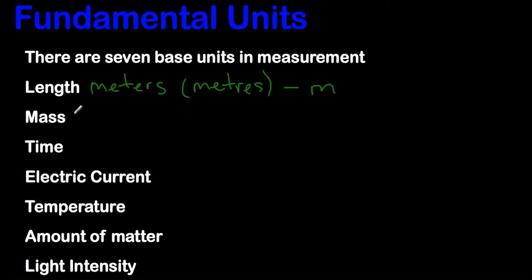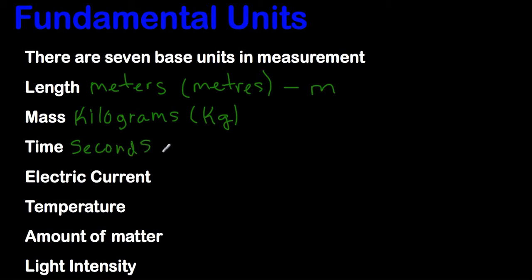Mass, the amount of matter in an object, is given in kilograms, which has an abbreviated unit of kg. Time, the interval between two events. It might be the starting and stopping of a stopwatch, the beginning of a day, the ending of a day, something like that. The bell rings to start the class period, it ends the class period with another ringing. The interval between that is what we call time, and that is measured in seconds, S-E-C-O-N-D-S, with the abbreviation s.